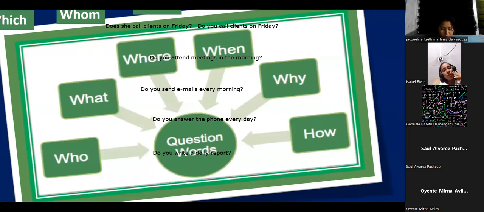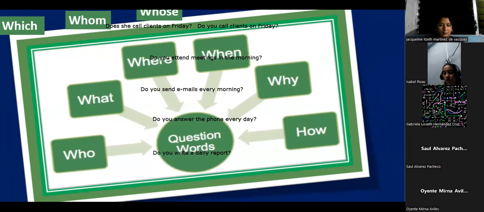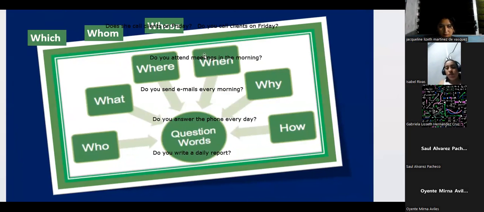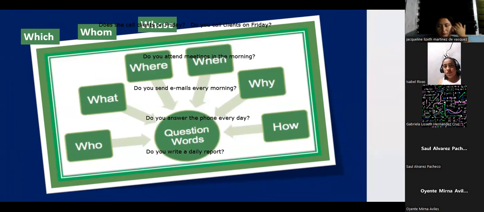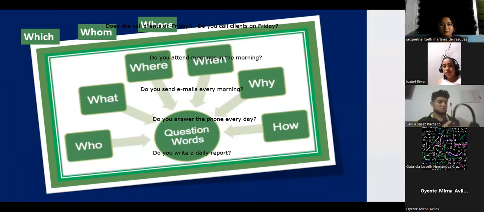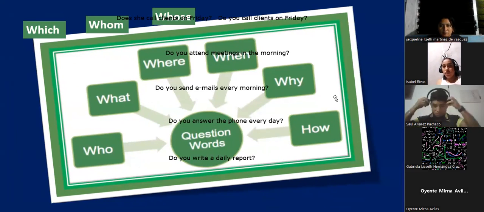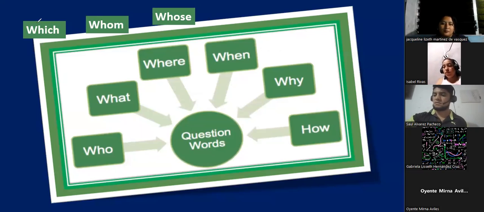Bien, las question words. Las question words se llaman WH words. Así se llaman, WH words. ¿Por qué se llaman así? Porque empiezan con WH, with a W and a letter H. So these are question words. And the question words require specific information. We use one of these words when we need to request some specific information. So, let's see what the question words are and how to pronounce them.